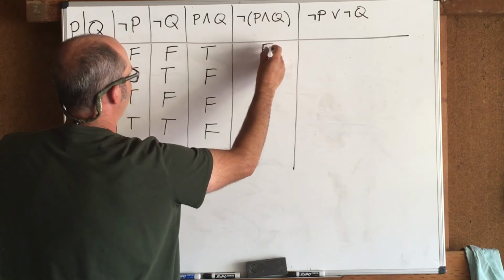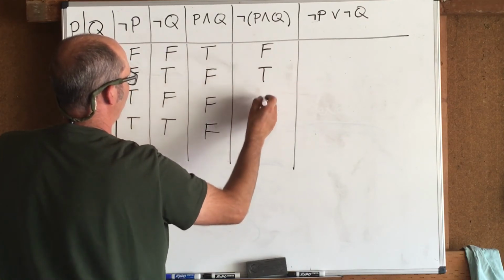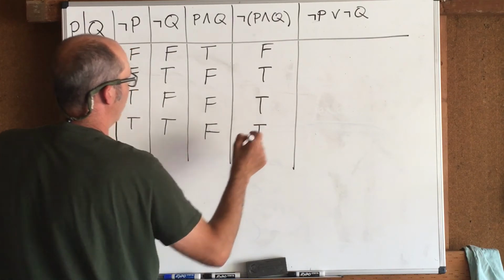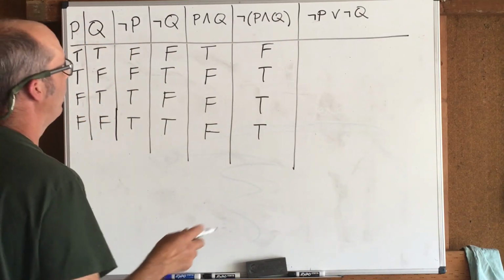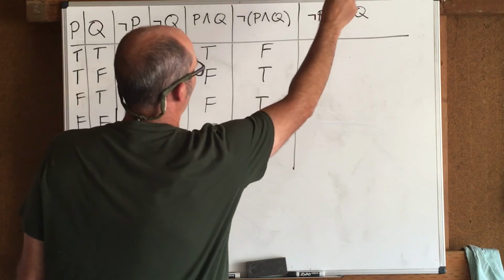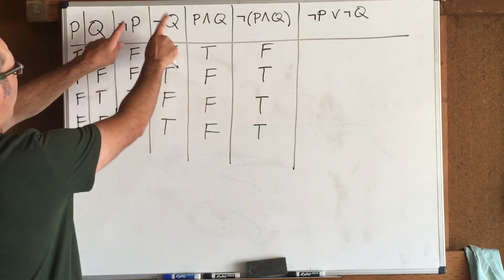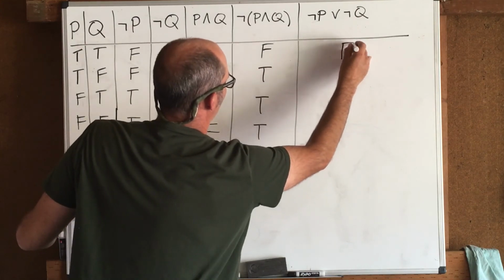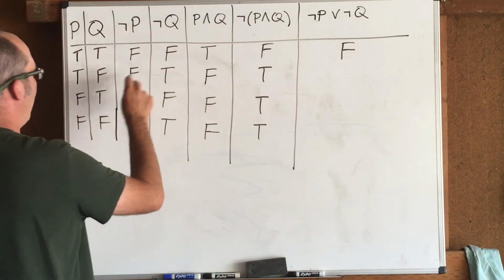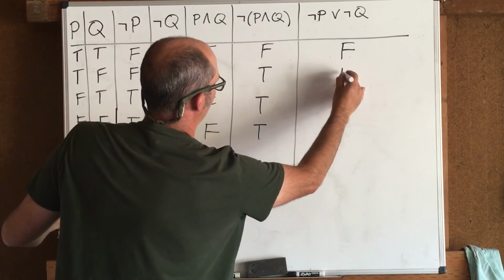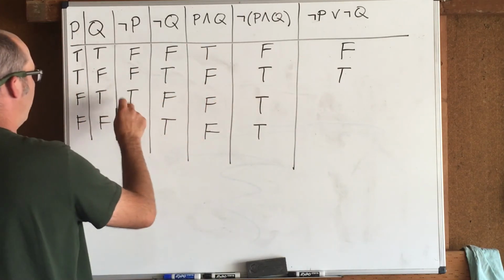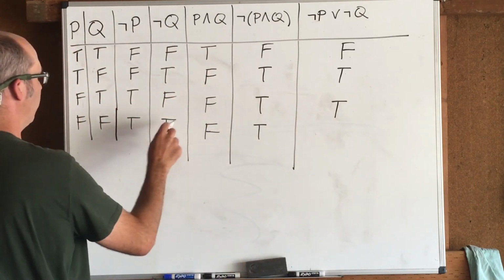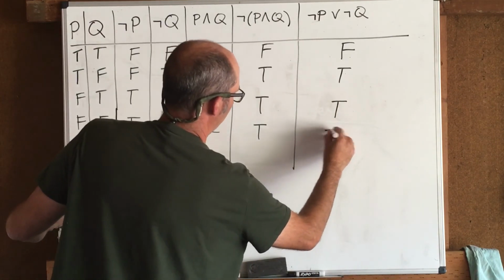Now we'll negate this column. So we have false, true, true, true. And lastly, not P or not Q. So we're going to look at the or of these two columns. False or false is false. False or true is true. True or false is true. True or true is true.